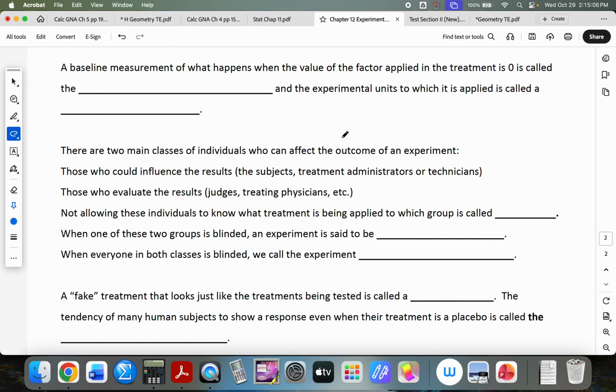All right, a baseline measurement of what happens when the value of the factor applied in the treatment is 0 is called the control treatment.